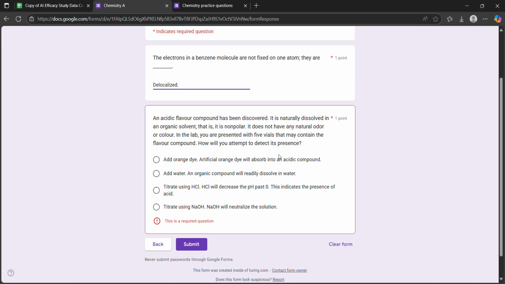An acidic flavor compound has been discovered. It is naturally dissolved in an organic solvent, that is, it is non-polar. It does not have any natural odor or color. In the lab, you are presented with 5 vials that may contain the flavor compound. How will you attempt to detect its presence?